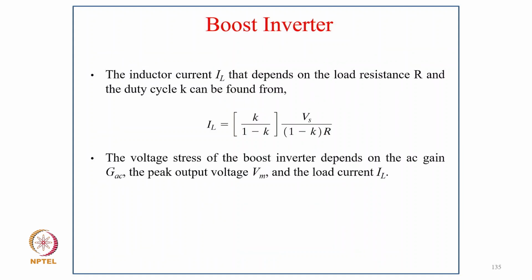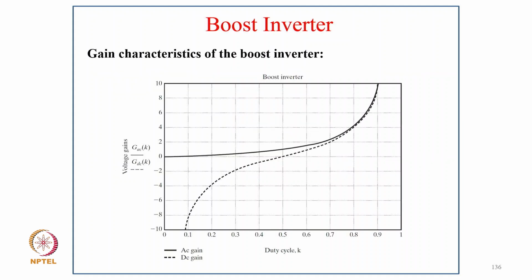And the inductor current IL depends on the load resistance R and the duty cycle K, and can be found as IL equal to K upon K into 1 minus K into VS upon 1 minus K R, and the voltage stress of the boost converter depends on the AC gain GAC, the peak output voltage VM, and the load current IL.